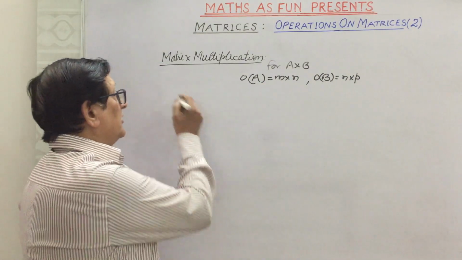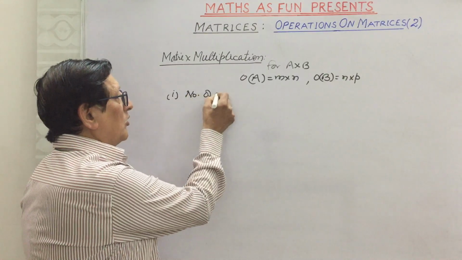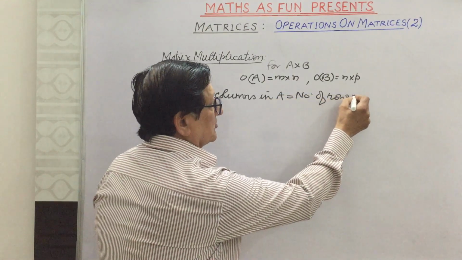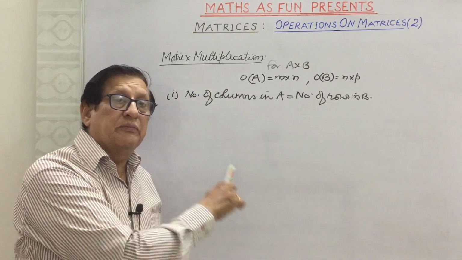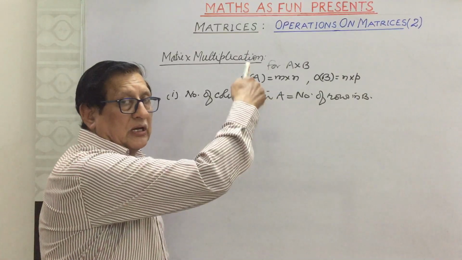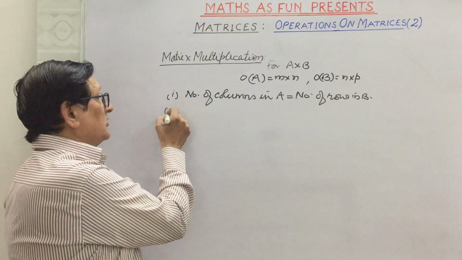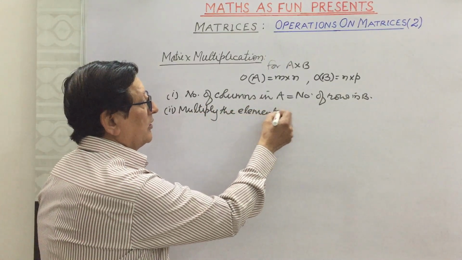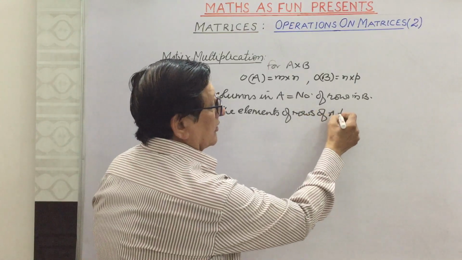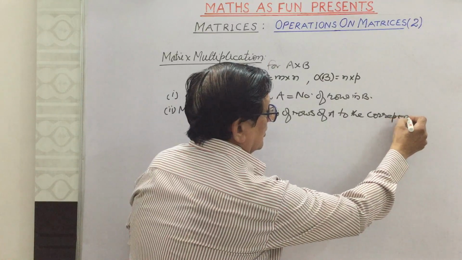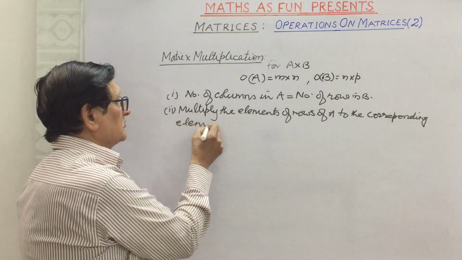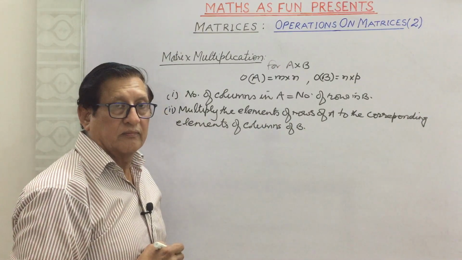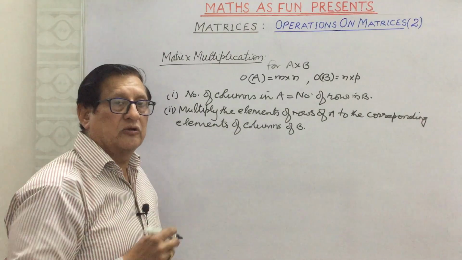To understand the algorithm, the first point is the number of columns in A should be equal to the number of rows in B. Then we have to multiply the elements of each row of A to the corresponding elements of each column of B. It means multiply the elements of rows of A to the corresponding elements of columns of B. The sum of them will give us the elements of A into B.